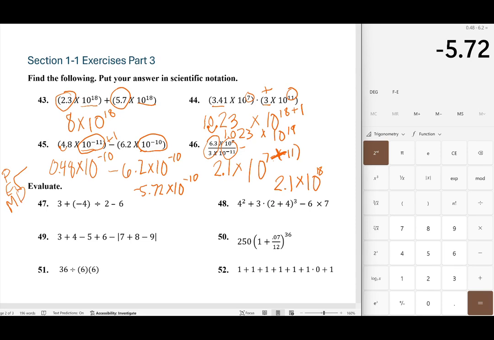Multiplication and division are on the same level, and when you get to them, you're going to go left to right in the problem. The same thing is true of addition and subtraction: we're going to go left to right.